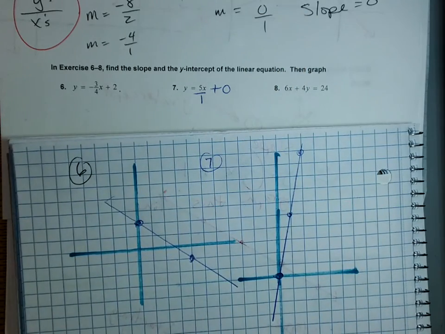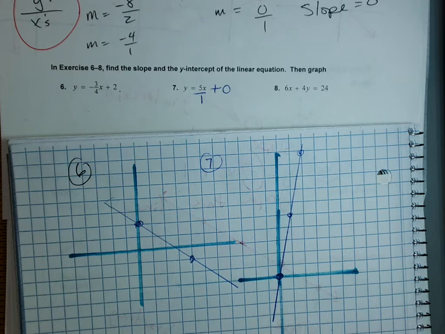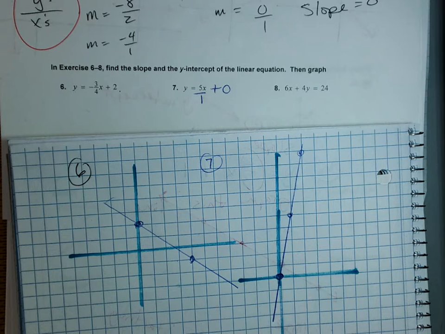All right, now, 8. Almost done. 8's really important. There are 2 ways to do 8 and get the same answer. One is the cover-up method, which is what we did yesterday. The other is to solve for y and get your slope and your intercept. Now, I'm going to do it the hard way, and you guys are going to do it the easy way because you're smart.